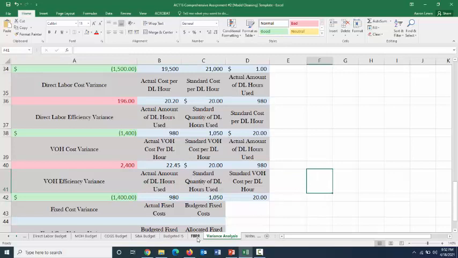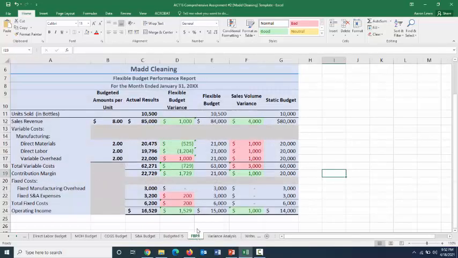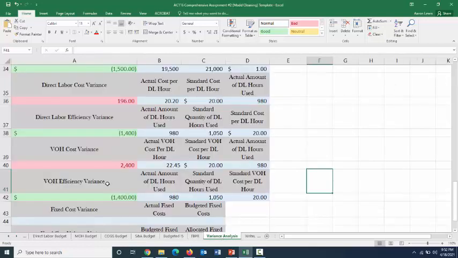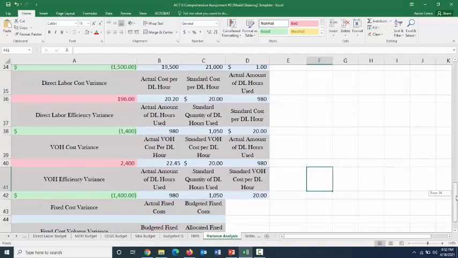And just to check it, we go back to our flex budget performance report. We see that overall we spent $1,000 more for variable overhead than we should have according to our flex budget. Breaking it down further, why is that? Well, it's not because we had to do more of the activity that caused us to incur overhead to get the job done. It's because the actual rate cost of how we incur overhead was much higher than we thought we were going to. Moving on to our fixed cost variance, the easiest one of them all.